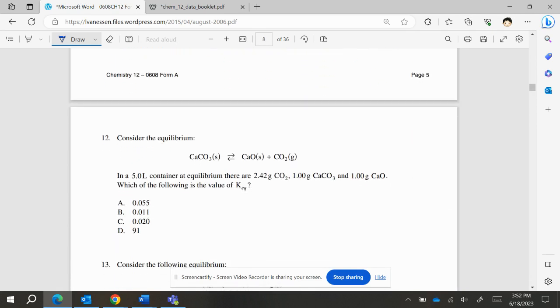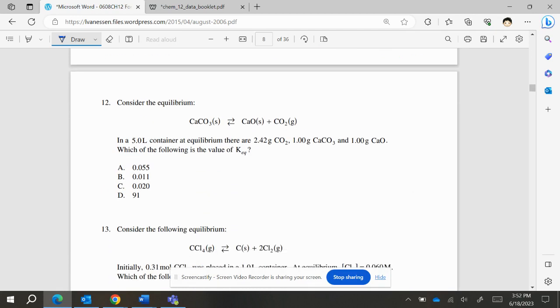Okay, next one right here is that we have in a 5-liter container, there's a whole bunch of these things. We have CO2 right here. We have some 1 gram of calcium carbonate and 1 gram of calcium oxide, and which is the following value. Now, again, a little bit of a tricky thing. Make sure you watch your subscripts. We have solids right here.